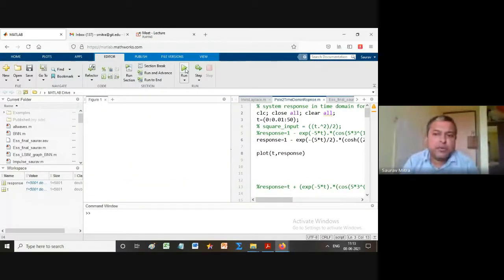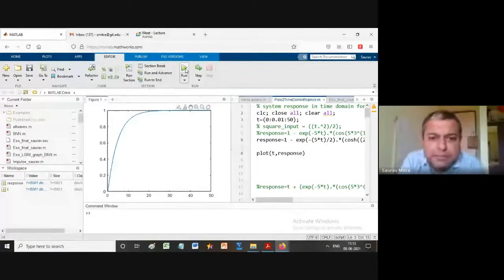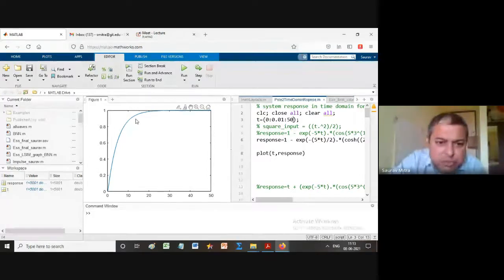Let us see how it goes. 50 में भी शायद नहीं होगा ऐसा लग रहा है. देखो, दिख रहा है? Guys, are you able to see that the output has reached to 1 perfectly? समझ में आ रहा है? So what is the steady state error now? Steady state error is equal to 0, but that is not happening here. That is not happening soon.